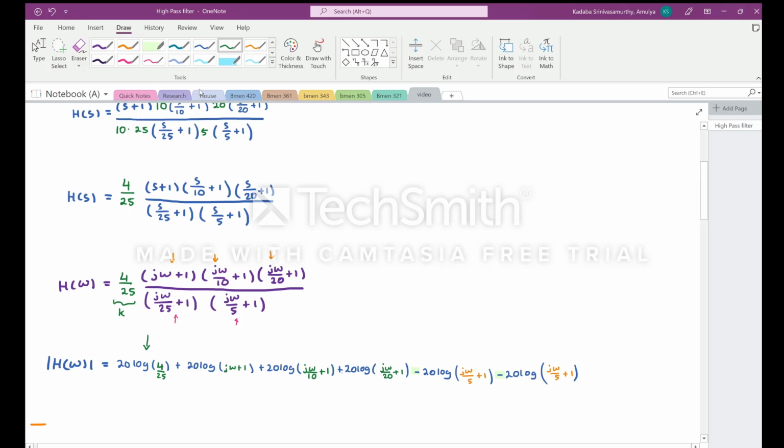At the front is the constant. These three are the zeros, and these two are the poles. As you can see, they both have negative signs in front of the 20 log. Using this equation, we can then plot each of the zeros, poles, and the constant.